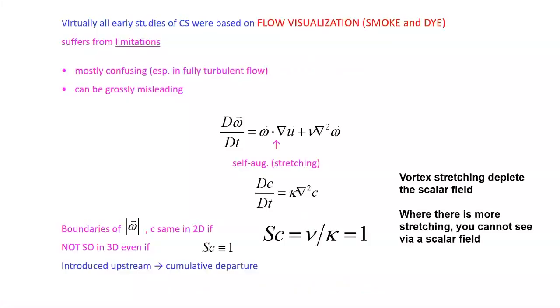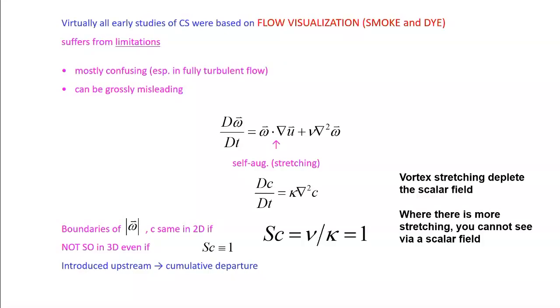In the early times, they actually visualized coherent structures and vortical structure by smoke and dye, which is a scalar field, right? But this scalar field can be very misleading, even when the Schmidt number, so the diffusivities between momentum and the scalar field, are equal to each other, Schmidt number equal 1. Even in that situation, which is not common in real flows, when you compare with, let's say, the vorticity equation, there is a very important term missing, which is the tilting and stretching term.